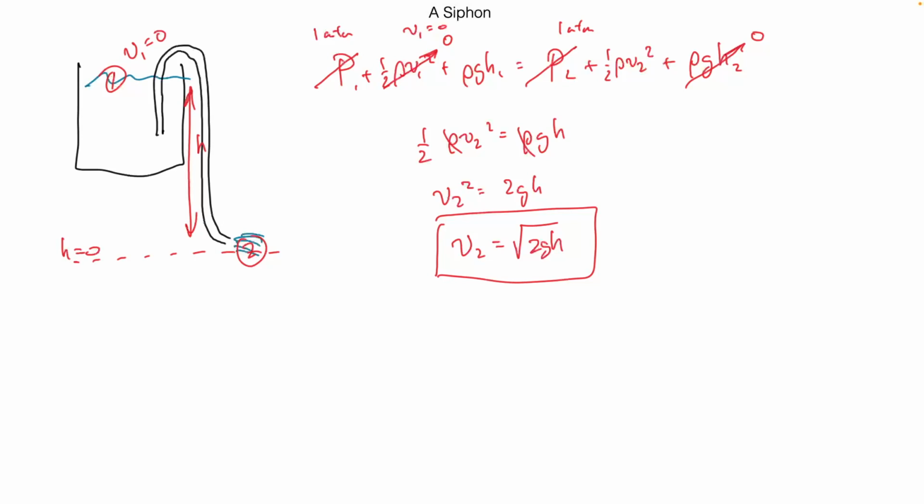What just happened? What question did we ask? How fast does something go when it falls through a height h? Does it matter if it's water or a tennis ball? There's no friction. There's no work other. The answer is the same.